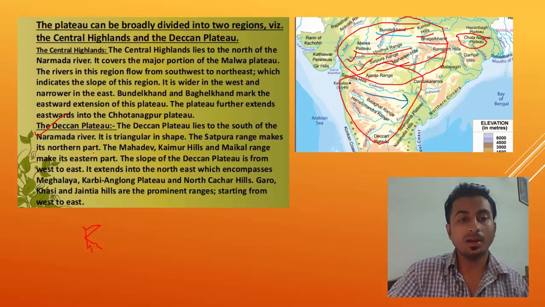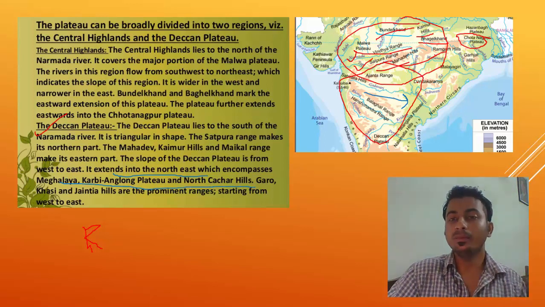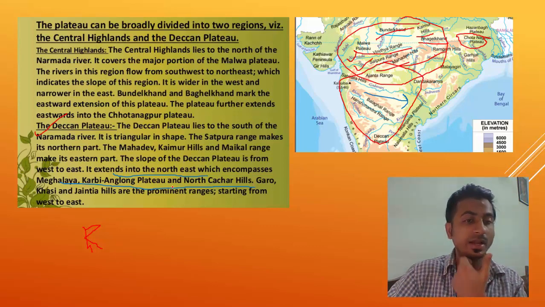And this Deccan Plateau extends into the northeast: Meghalaya, Karbi Anglong Plateau and North Cachar Hills. Earlier I told you that in Meghalaya and Tripura there are no Himalayas. Why? Because it is made up of plateau, the Meghalaya Plateau, and here they have written that it is part of the Deccan Plateau, Meghalaya. So now you understand what I told you in earlier slides. Okay.